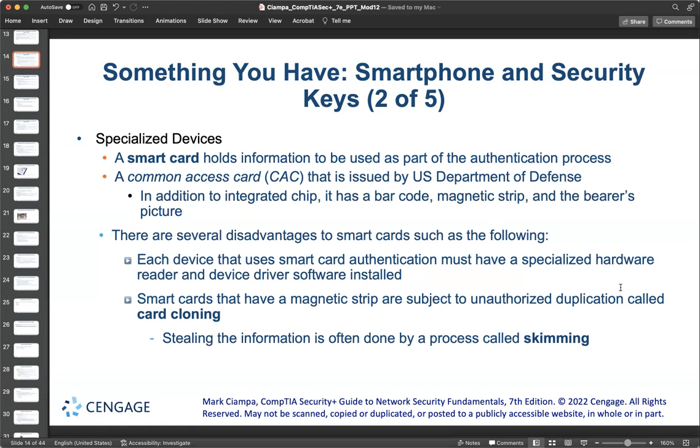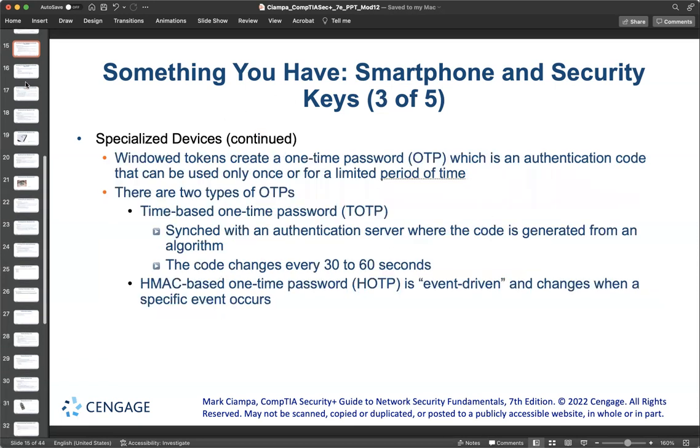Stealing the information is often done by a process called skimming, in which bad actors have these skimmers in their backpacks and their pockets, or even like a cell phone in their hand, and they just rub against you or rub against your wallet and read the information off of those, and then they can easily clone or duplicate the card and abuse the card after that.